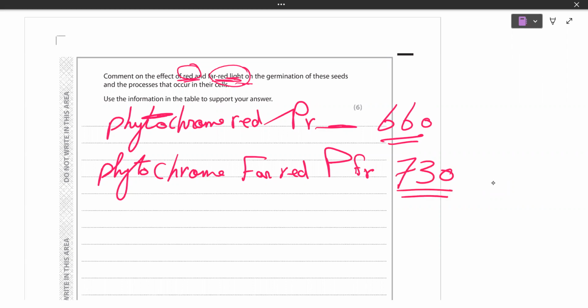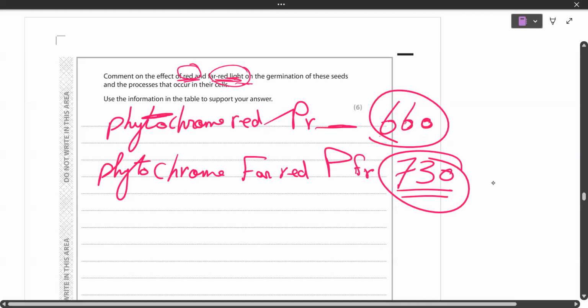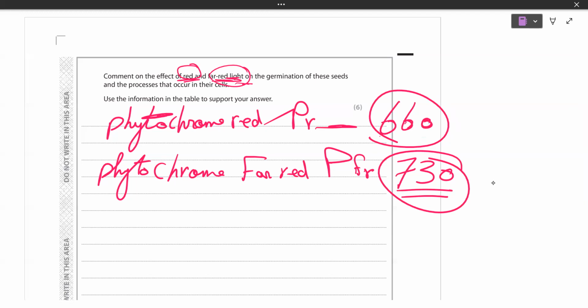Please, guys, these two numbers are important, because any time we talk about far red or phytochrome red, this will definitely affect our answer, because we have to talk about how metabolic activity will be affected according to different wavelengths. Okay, thank you so much. I have to invigilate. We will manage how to answer question 8.